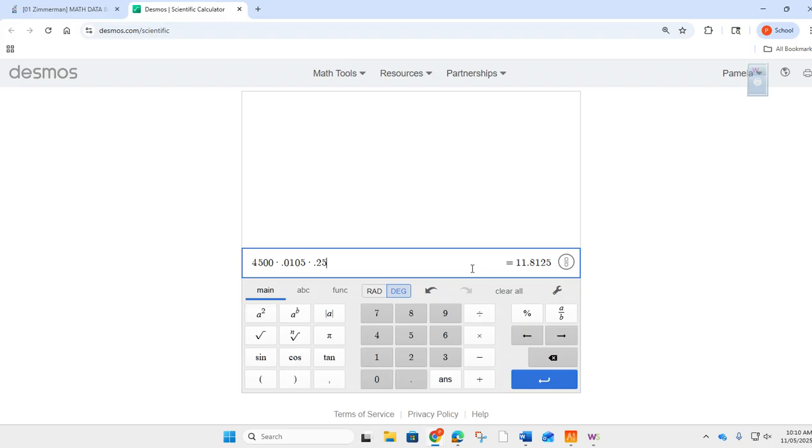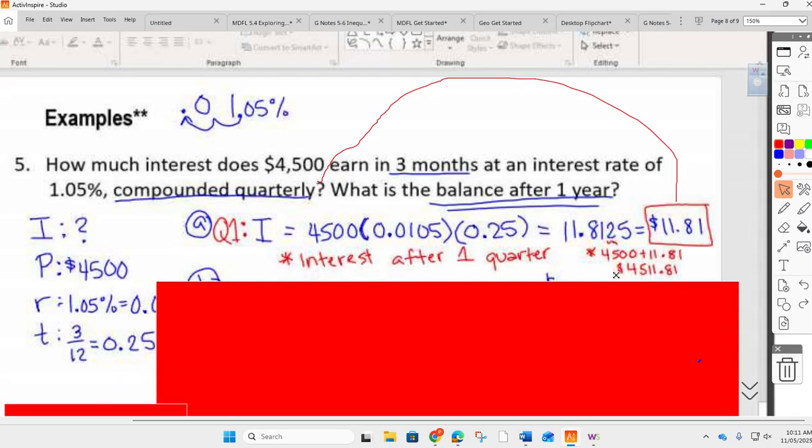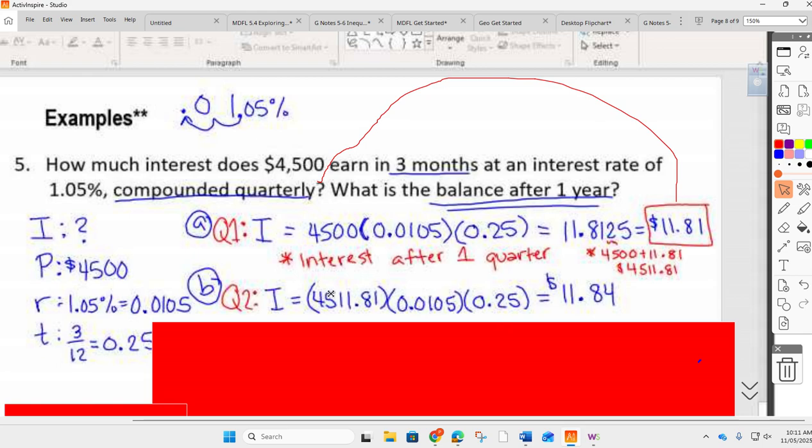All right, so that's the amount of interest in the first compounding period. Add that. And now we know this is our new balance for that second quarter. So I'm looking here. Now I use this ending balance for the quarter as my new principal. So this goes here. And now we do the same thing. We compute our interest.